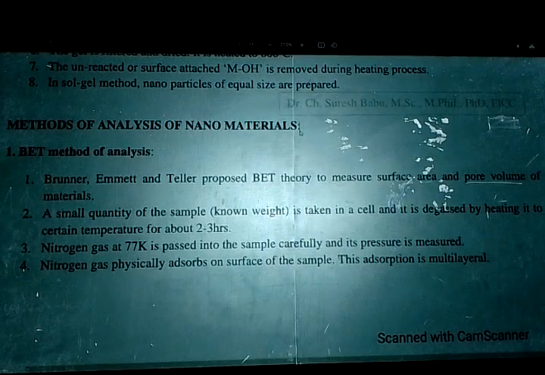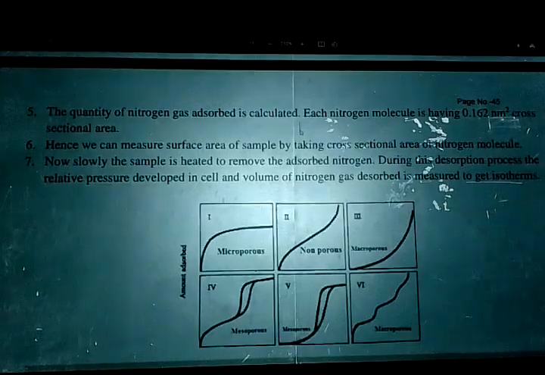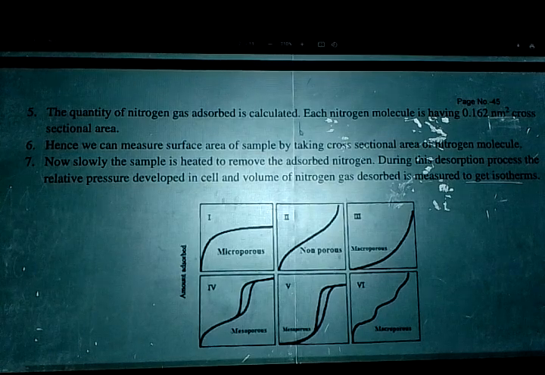Next, the quantity of nitrogen gas adsorbed. Like I said before, if I have taken 100% of nitrogen gas, the sample is absorbing only 60%. That means its capacity or this area is only for 60%. Like this, the quantity of nitrogen gas adsorbed is calculated.